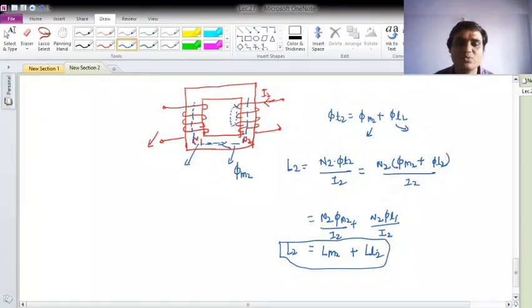Now I would like to know by how much amount the linkage has been done. So this amount is nothing but your phi m2. Okay, this much I have to calculate, and for that I have to define the term called mutual inductance, which will be defined this way, that is M12, which is nothing but the mutual inductance in coil 1 due to the flow of current in coil 2.